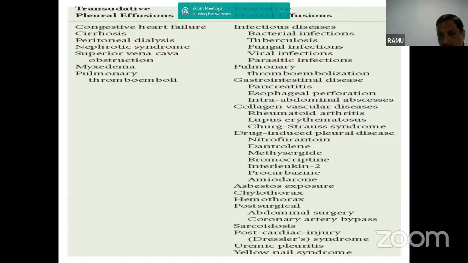Asbestos exposure also comes under this, along with chylothorax, hemothorax, post surgeries, sarcoidosis, post cardiac injuries, uremic pleuritis, and yellow nail syndrome.